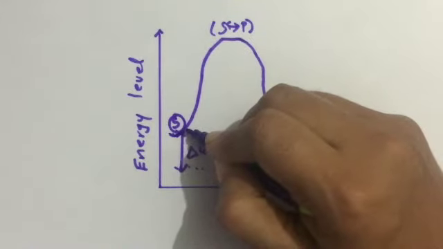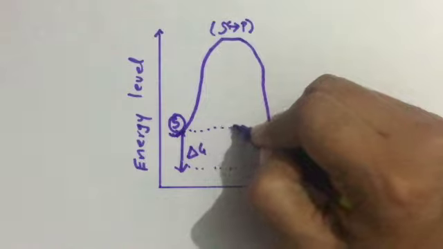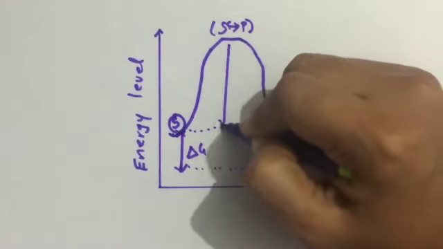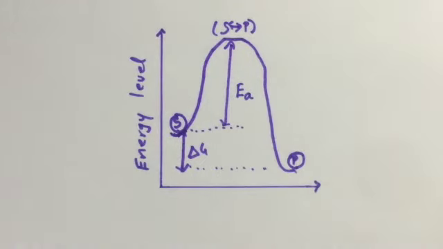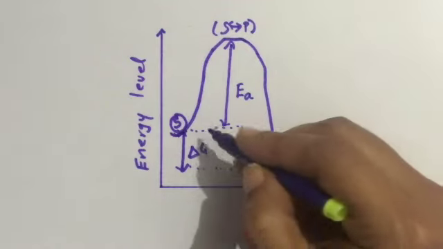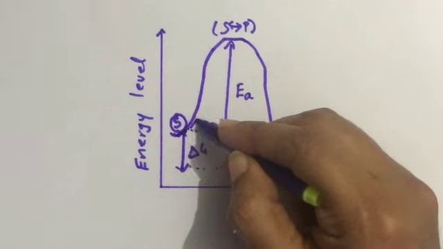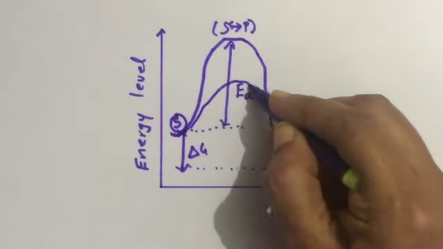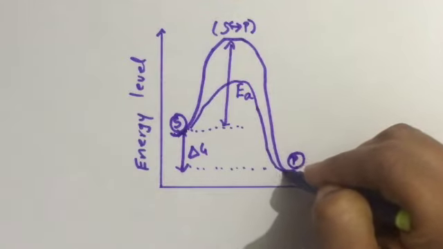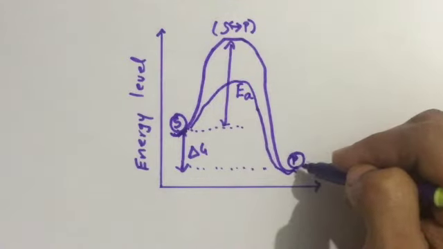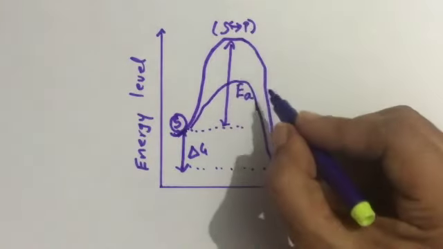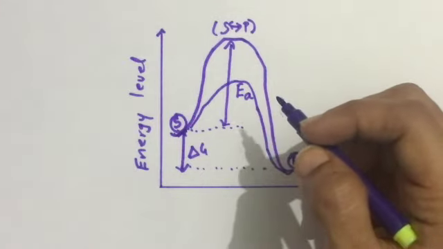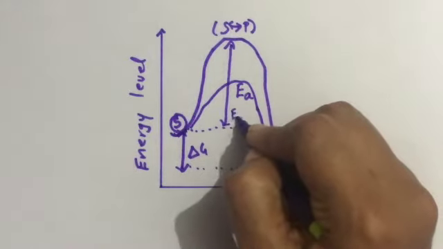And this change of energy is called EA, that is activation energy. So whenever an enzyme comes into the picture, the activation energy will be lowered. The energy of the substrate and product will remain the same, but the energy of the transition state will get lowered. So we are going to call this EA dash.